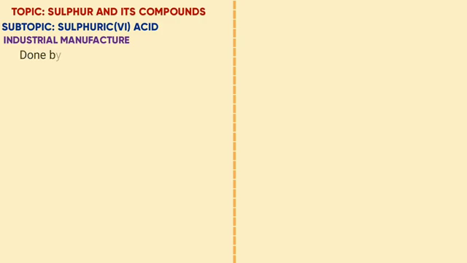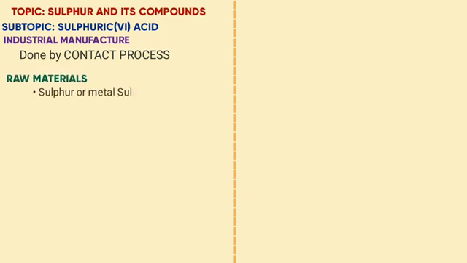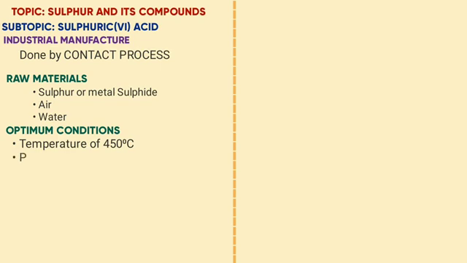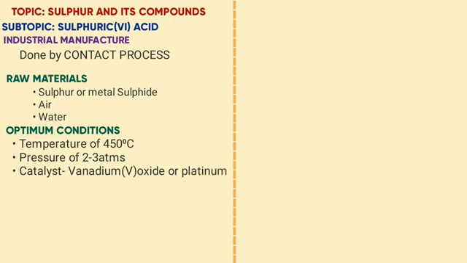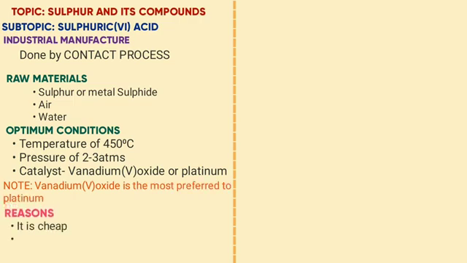The raw materials are sulfur or metal sulfide, e.g. zinc sulfide, air, and water. Optimum conditions are a temperature of 450 degrees Celsius and a pressure of 2 to 3 atmospheres. The catalyst used is either vanadium (V) oxide or platinum. Note that vanadium (V) oxide is most preferred to platinum. Reasons: it is cheap and it is less easily poisoned by impurities.